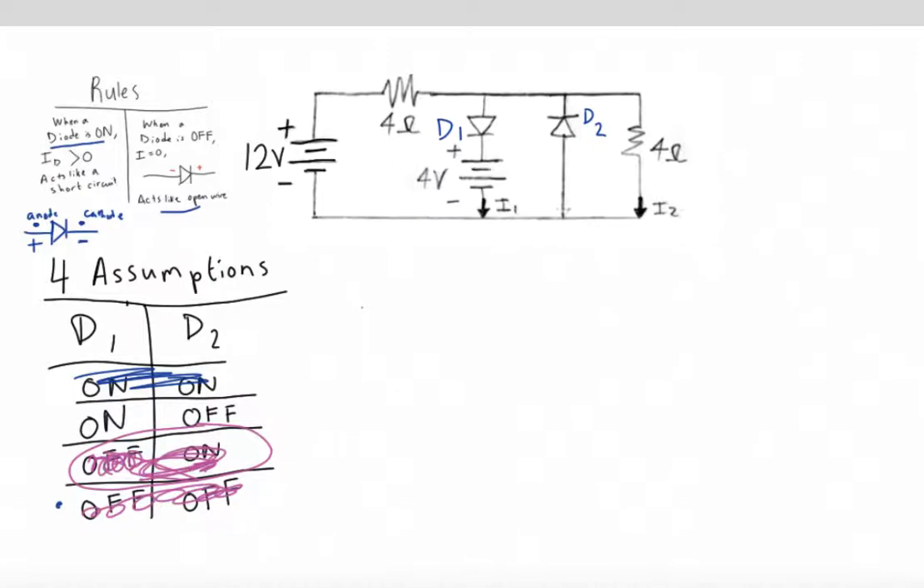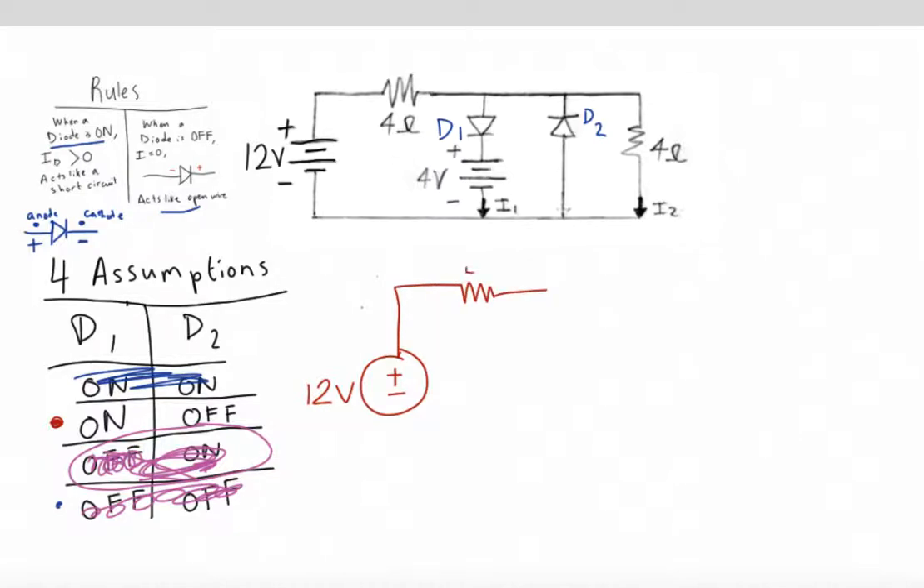So we're left with this last one right here, this last assumption that diode 1 is on and diode 2 is off. And it has to be right because we've eliminated all those others, but let's just go ahead and prove it. If you're on a test running short on time, you don't need to prove it. After you've eliminated the 3 and you're left with 1, just go with that if you're short on time. But let's just prove it in this case.